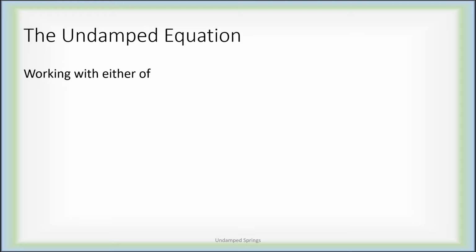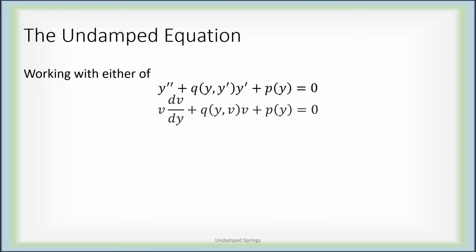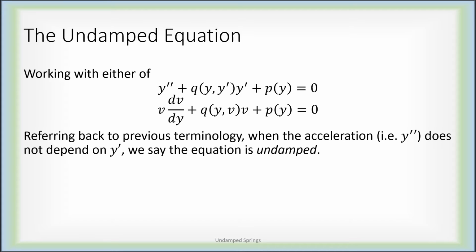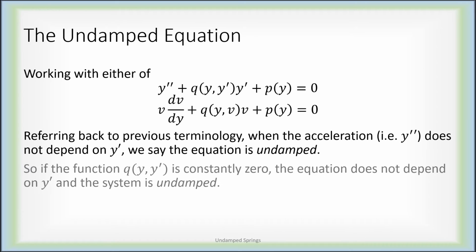We can work then with either this differential equation where y, y prime, and y double prime are all functions of t, or this one, where v is just a function of y. But remember, they're the same differential equation. Using previous terminology, if the acceleration, in other words y double prime, doesn't actually depend on y prime, the equation is said to be undamped. There is not a damping force proportional to the velocity or velocity squared or something like that.